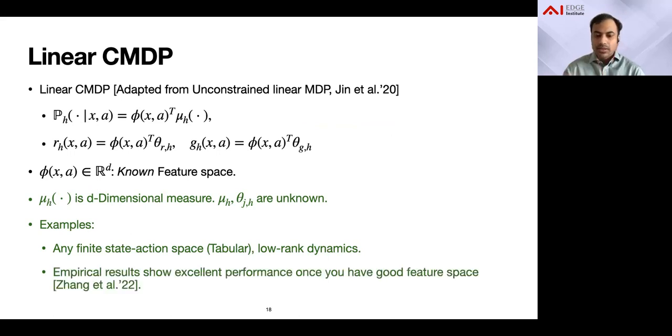And it's shown in some recent empirical studies that for the unconstrained case, even if you just assume a linear CMDP and use your algorithm, oftentimes you show excellent performance on empirical data sets, right? So that means there is some kind of low-rank dynamics. If you know the good feature space, there is some low-rank dynamics in most of the experimental data sets.